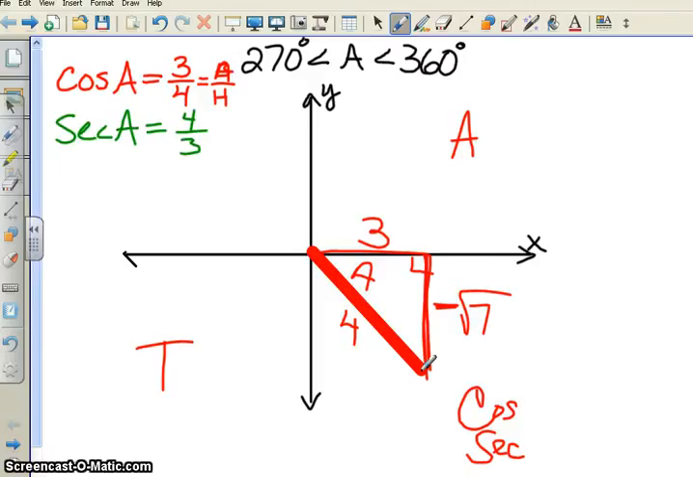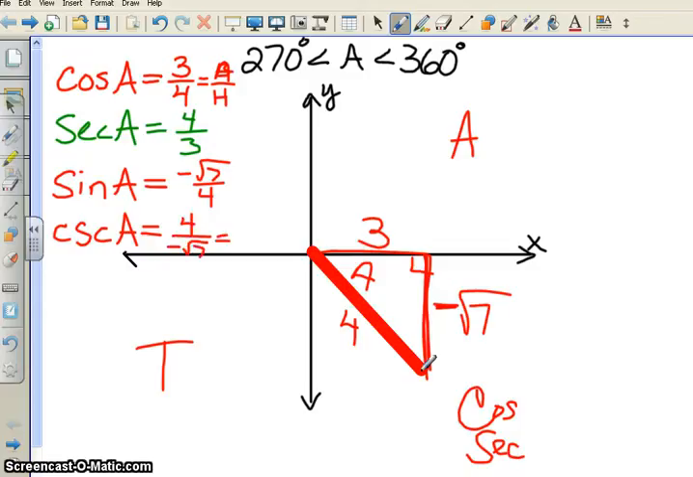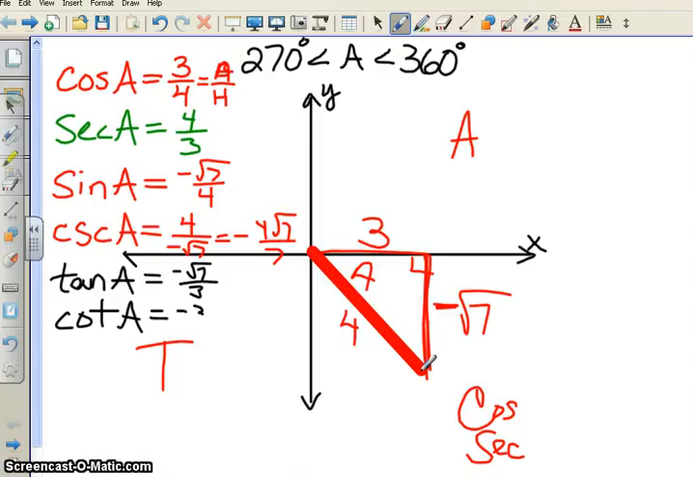That's an easy one. And then sine of angle A is going to be the opposite over the hypotenuse. The cosecant of angle A is the reciprocal of sine, which when we rationalize the denominator will be -4 radical 7 over 7. And the last two trig functions, tan of angle A, opposite over adjacent, and cot, and rationalizing that denominator gets me -3 radical 7 over 7.